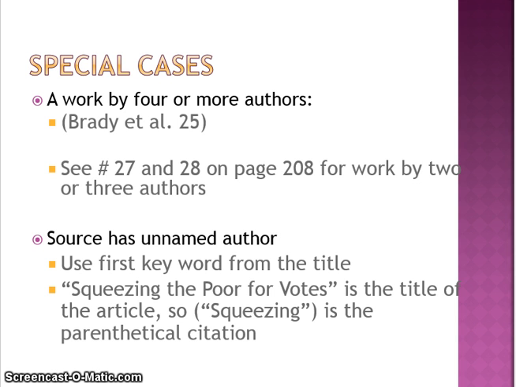All right. Sometimes there are some special cases that can be a little bit tricky. A source with an unnamed author, which is what we just talked about. Another one is a work by 4 or more authors. If that's the case, you don't have to list all of your authors, especially some studies have like 27 authors. Don't list all of those. What you would want to do is put the first author, in this case it's Brady, and then et al. The Brady et al. means basically Brady and lots of other authors that I'm not going to name. Okay, and then you write the page number. I'm going to let you look at numbers 27 and 28 on page 208 for more examples of a work by 2 authors and a work by 3 authors and that sort of thing.